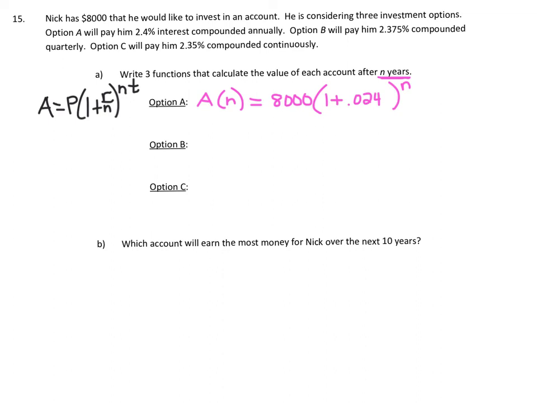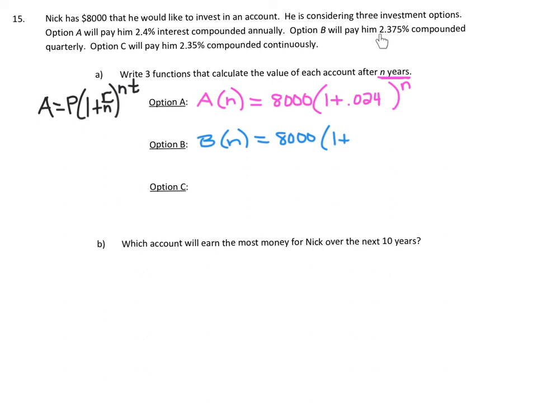2.375% compounded quarterly. So again, we're compounded something other than continuously, so we're going to use our compound interest formula. This time I'm going to write B of n just because it's option B. So B of n equals, now the P is still 8,000, right? That's how much money he has to invest. And then it's going to be 1 plus, this time our rate is 2.375%.